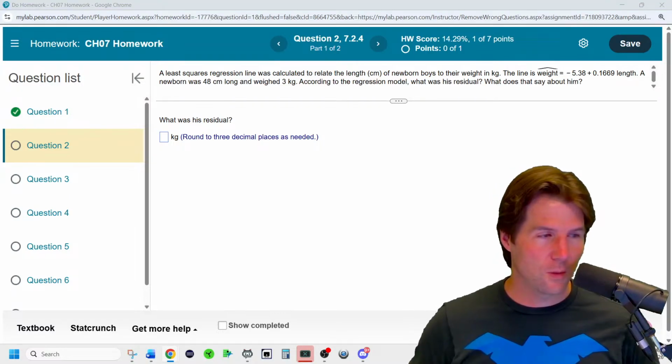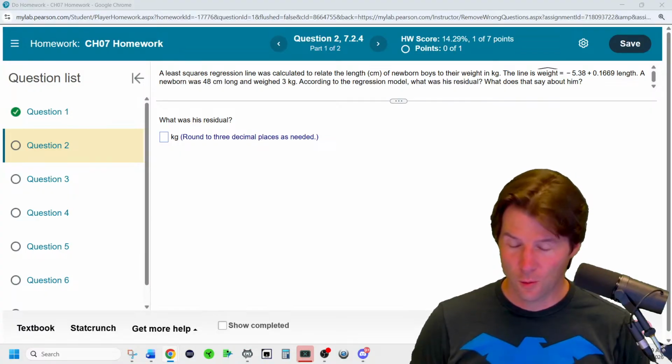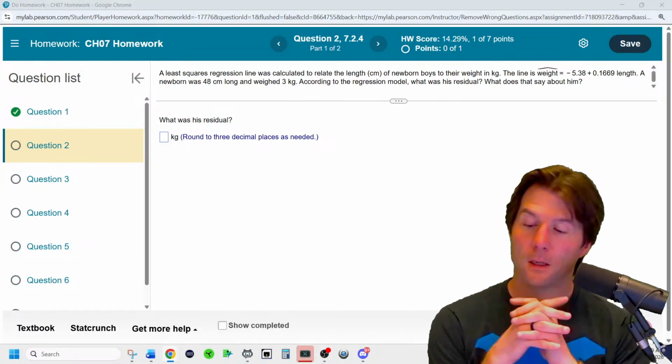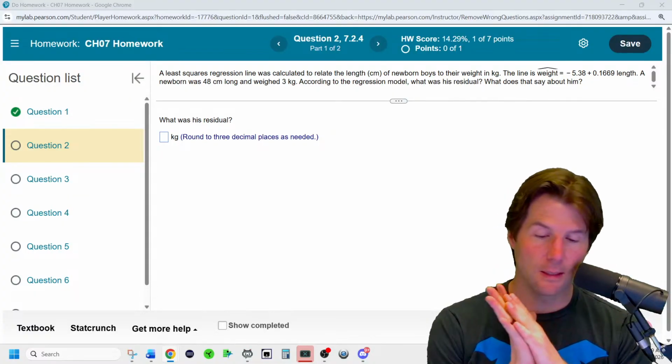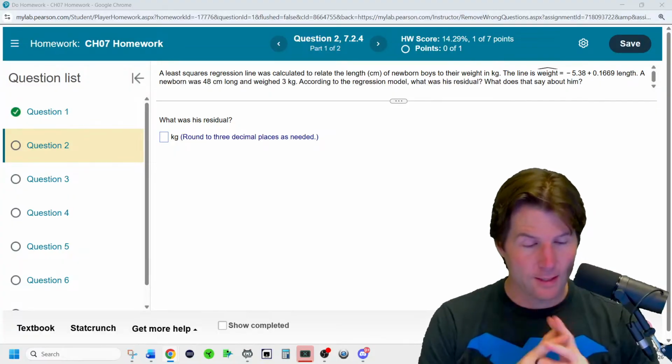Okay, we did question 1. So let's do question 2. A least squares regression model line was calculated to relate the length of newborn babies, and we get this model.